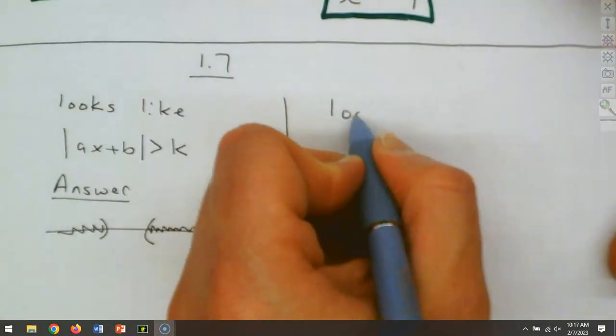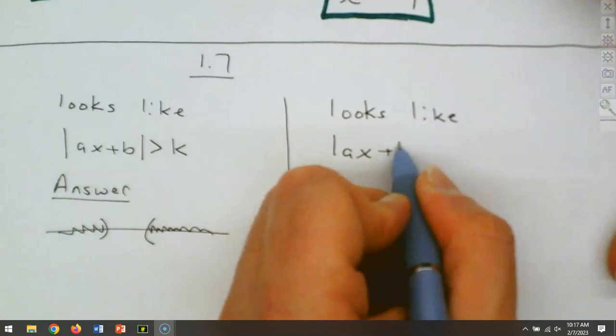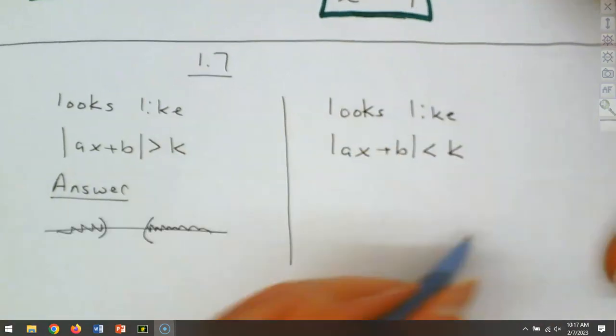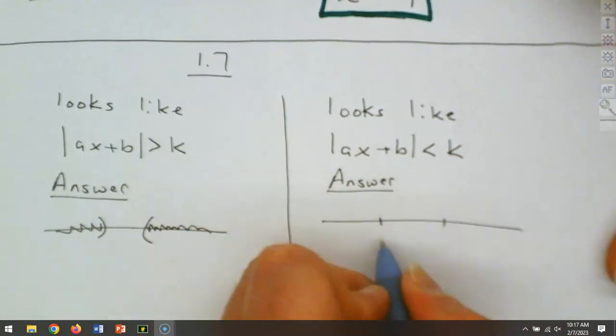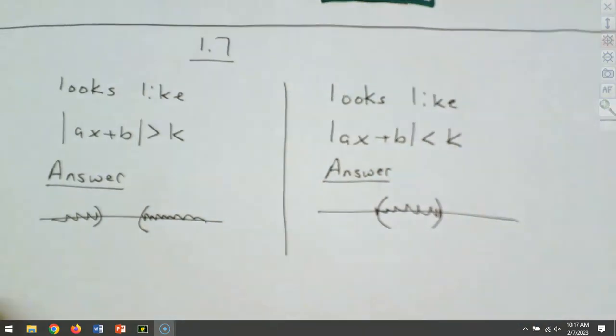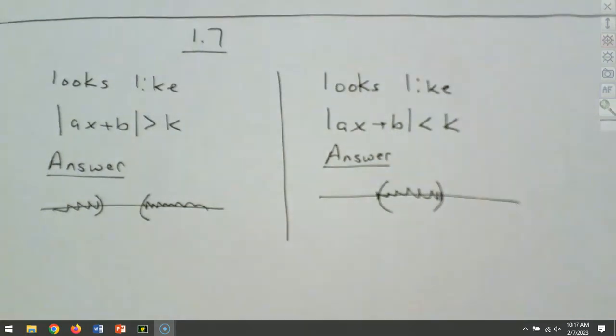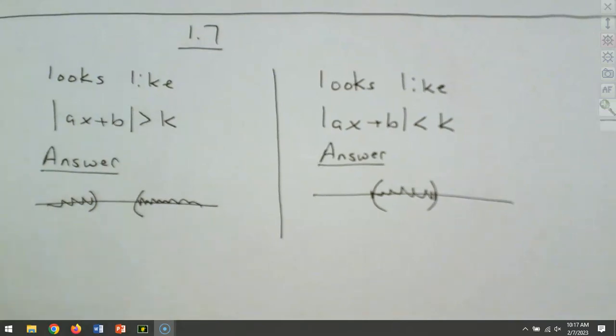If it looks like this, absolute value of ax plus b is less than your k, your answer will look like this. So that's all we really need to remember. The textbook has you do it a little bit differently, but what we're going to be doing is getting the numbers, and then we either shade on the ends or we shade inside, one or the other. So if it points to the right, you shade to the right, you shade to the left. If it points to the left, we shade in the middle.